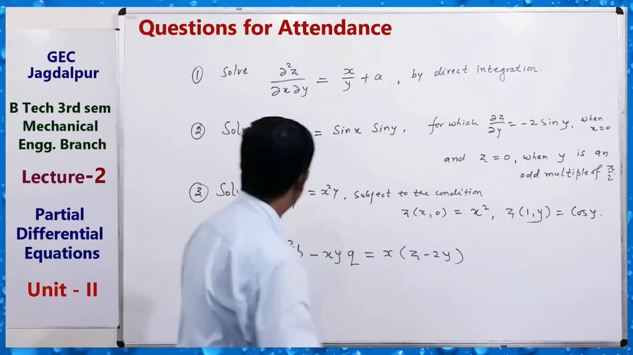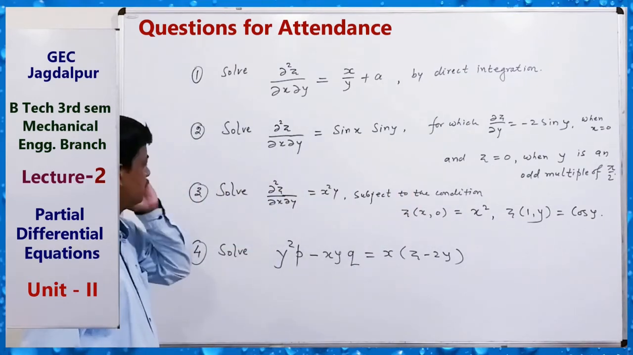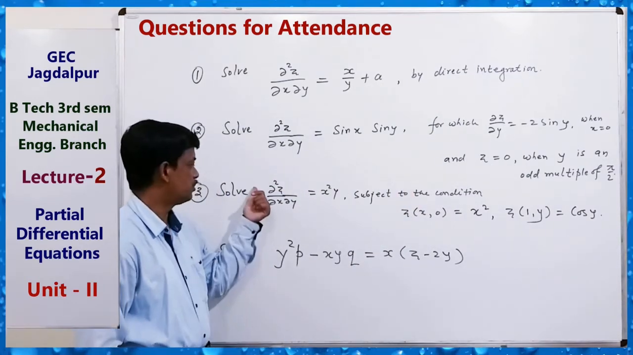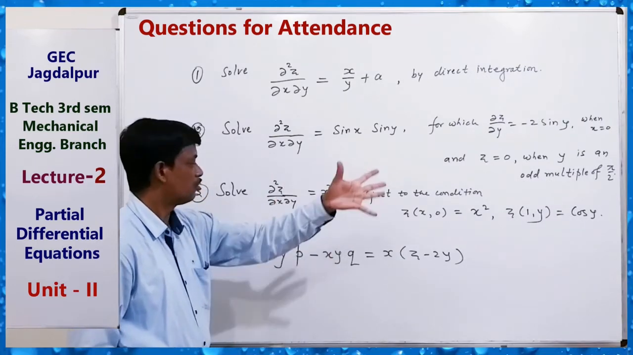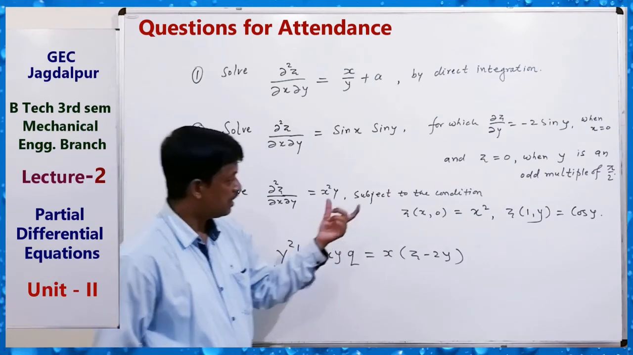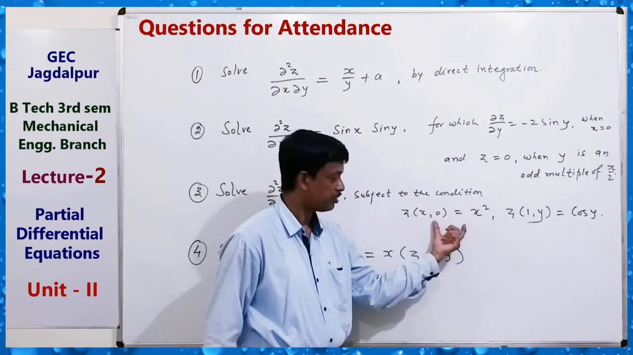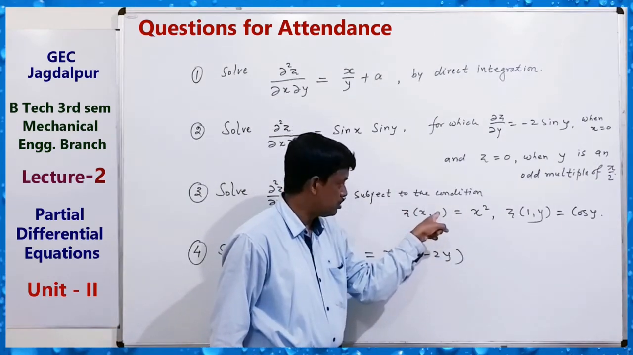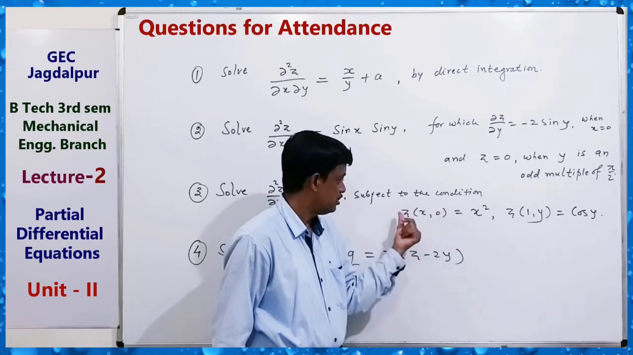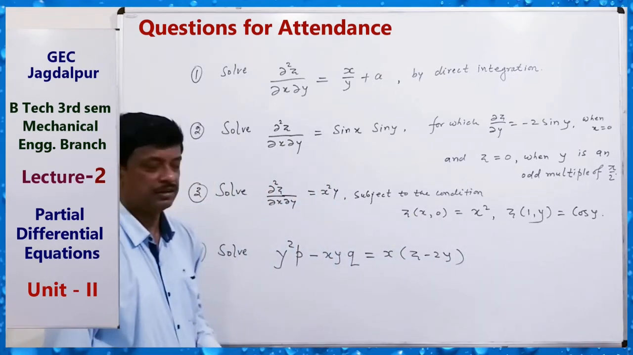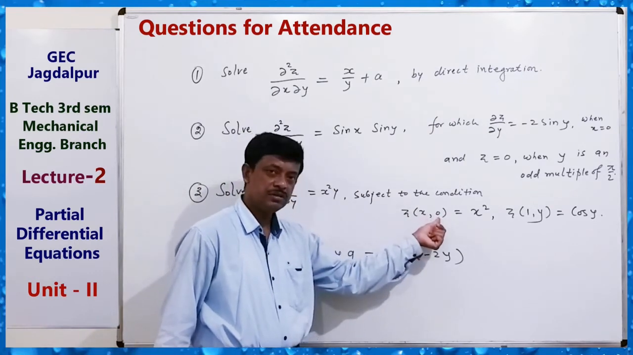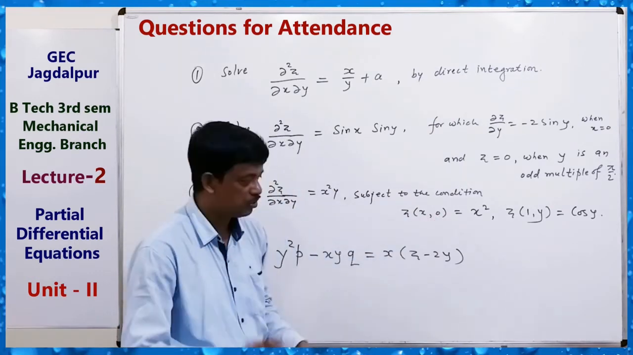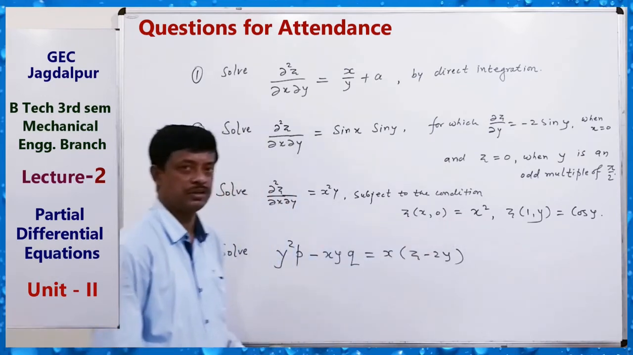Now question third. Here also you have to solve by direct integrating with respect to x first, then you can get del z by del y equals to something plus constant of f(y). Here the first condition means what? For y equals to 0, z equals to x square, because z is a function of x, y. So for y equals to 0, you can write z equals to x square.